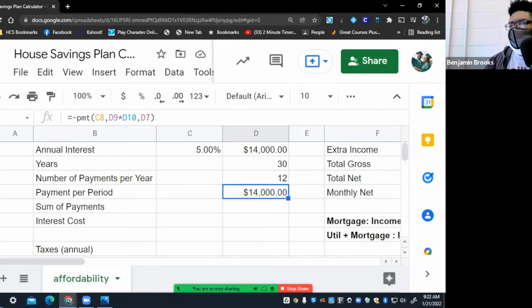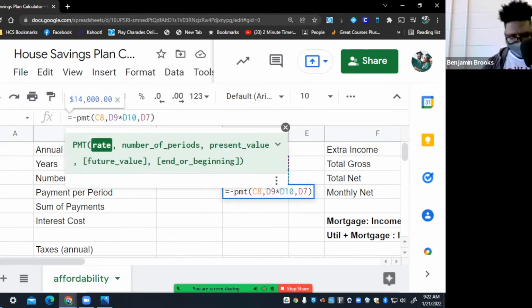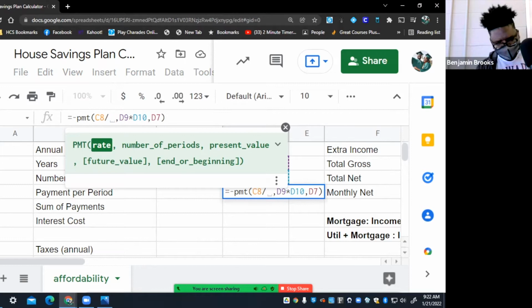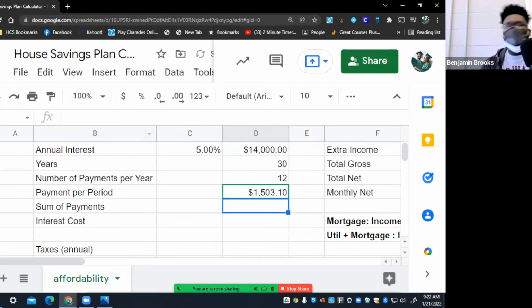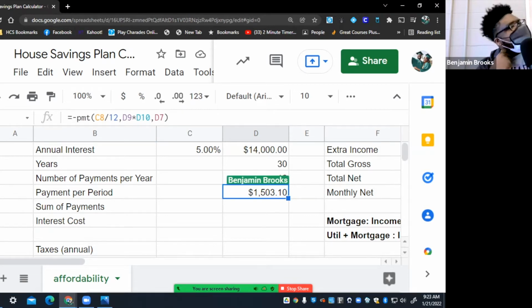Oh. Notice this is annual interest. We need monthly interest. So take that C8. We're going to divide that by 12. There we go. So C8 divided by 12 because we need it to be monthly, not annually.